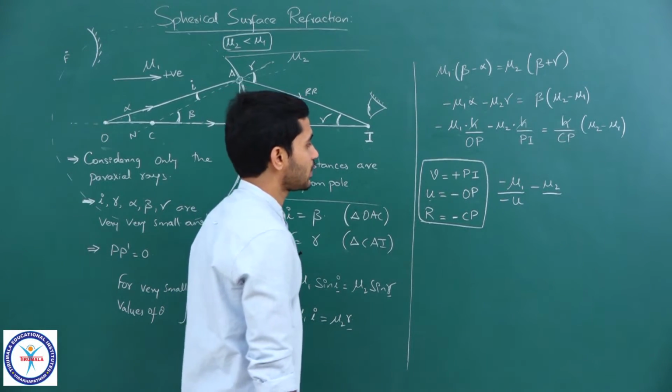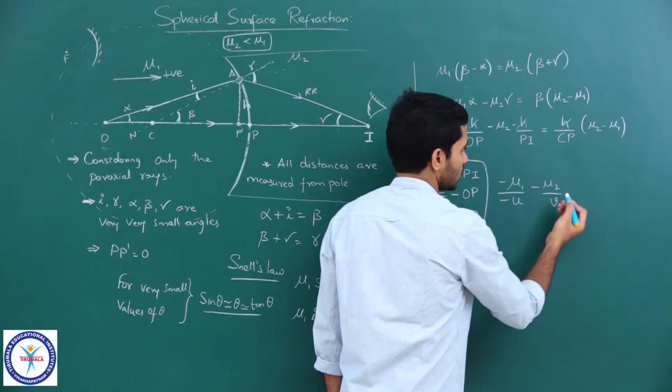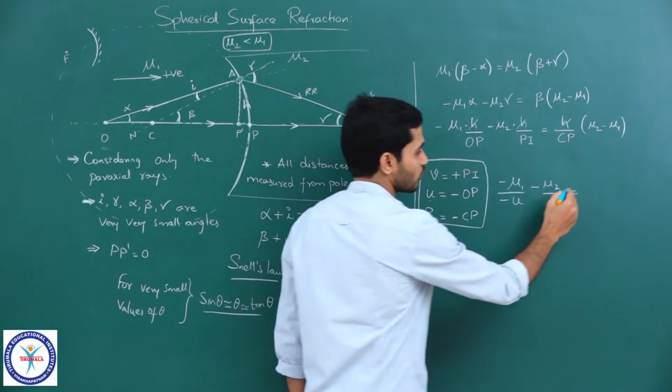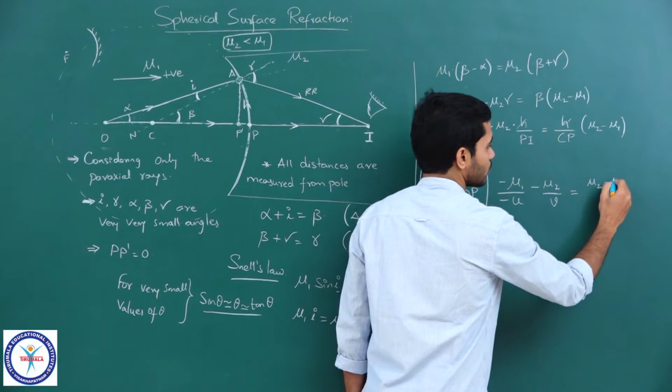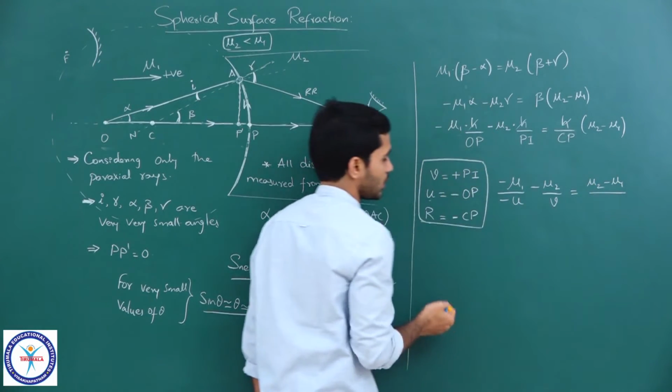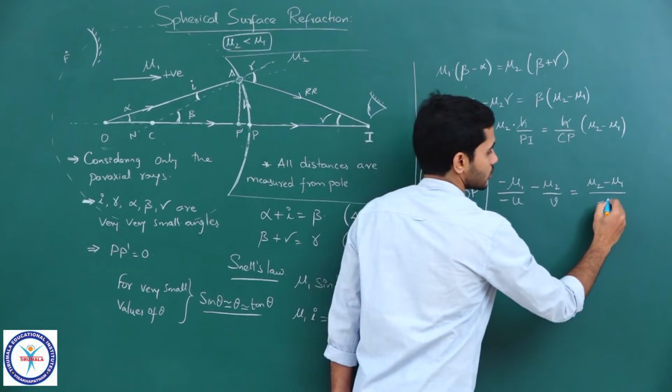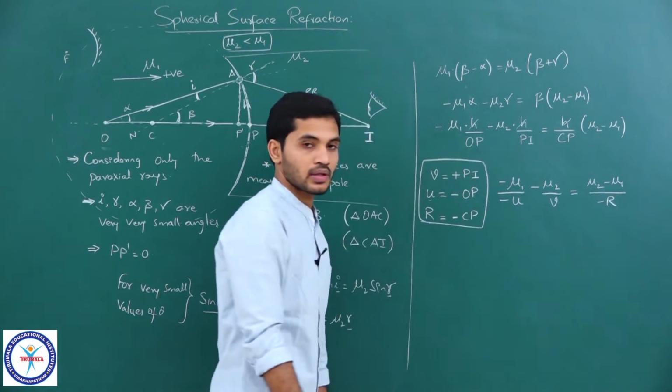What is Pi? Pi is V itself. So, V is equal to, on the other side we have mu 2 minus mu 1, so mu 2 minus mu 1 by Cp. What is Cp? Minus R, clear. So, minus R, clear, students.